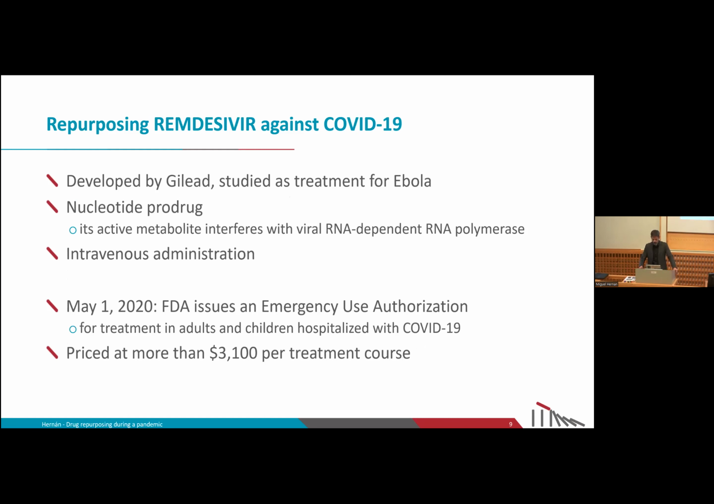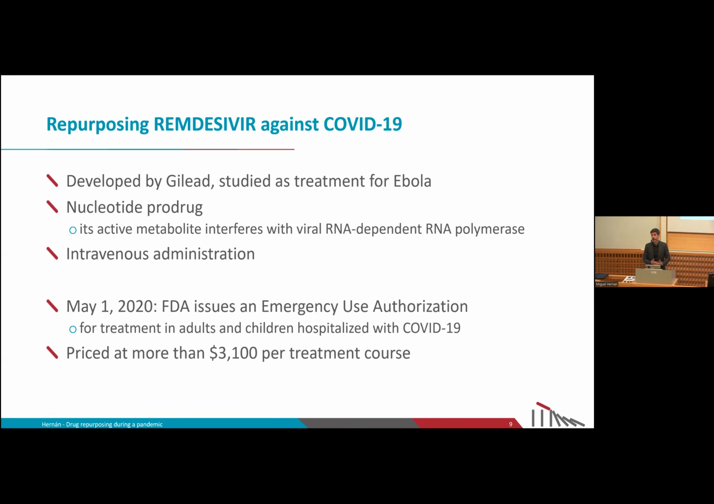This is a drug that was developed by Gilead and was studied as a treatment for Ebola virus, among other things. This is a drug that interferes, after being metabolized, with the viral RNA-dependent RNA polymerase. So there is a blockage of the chain, and the enzyme cannot keep making RNA, so the virus cannot replicate. And it is active against a broad spectrum of viruses. And the only problem is that it can only be given intravenously. There is not an oral formulation.